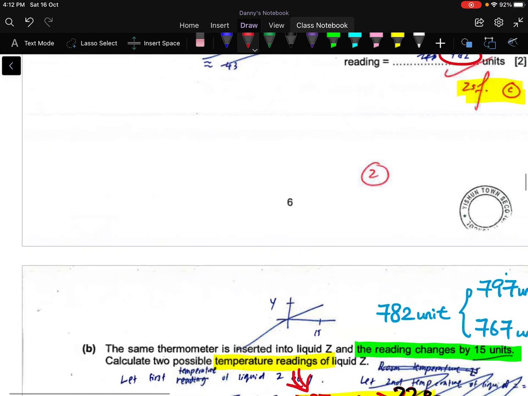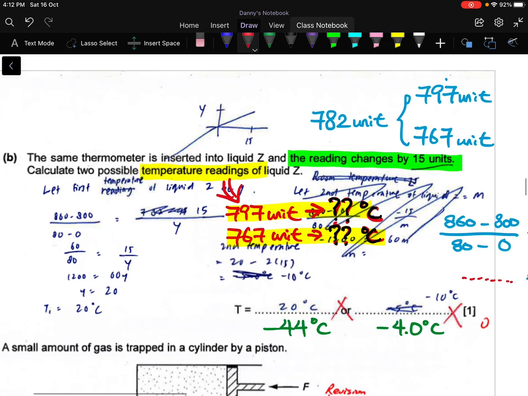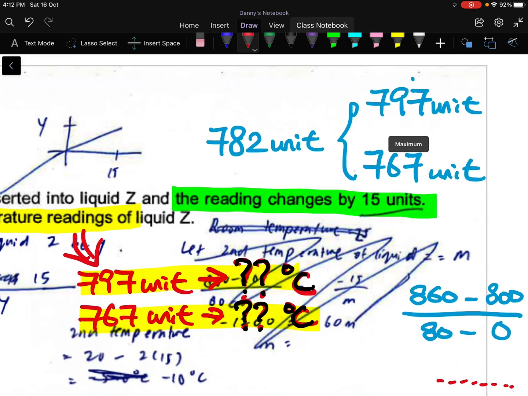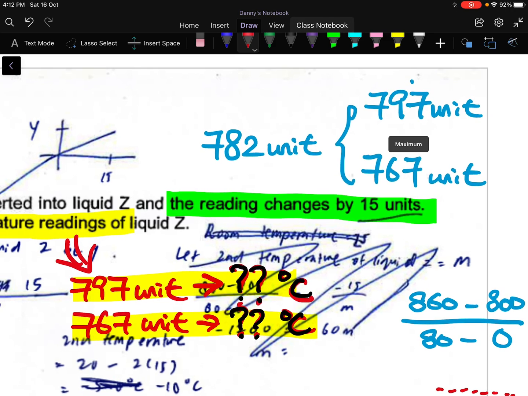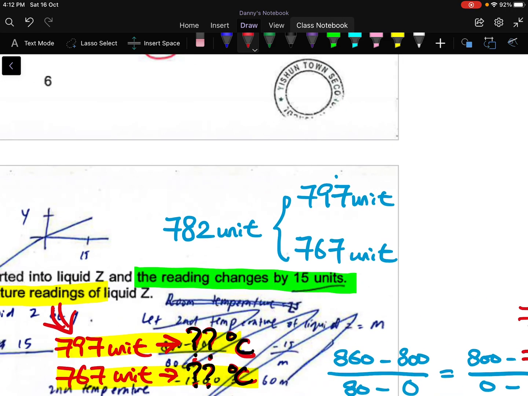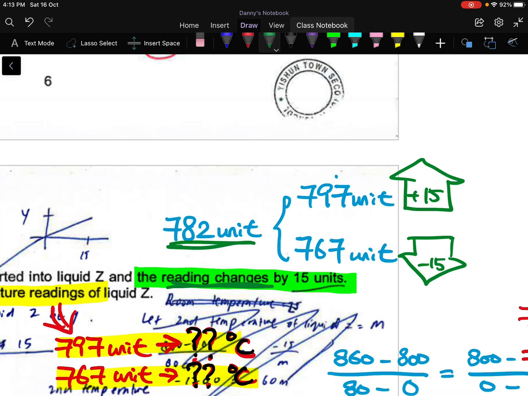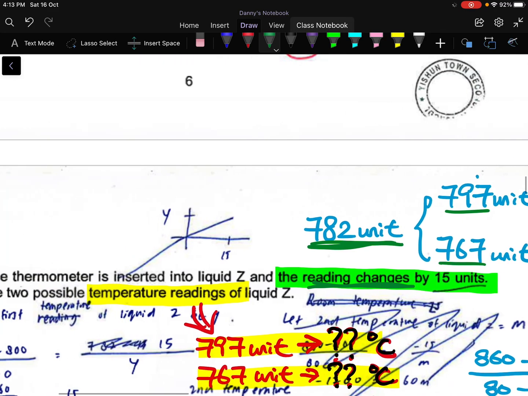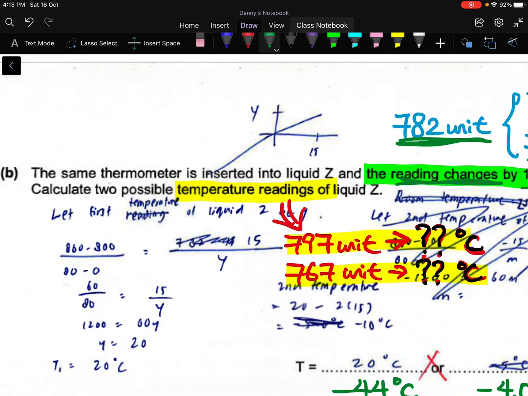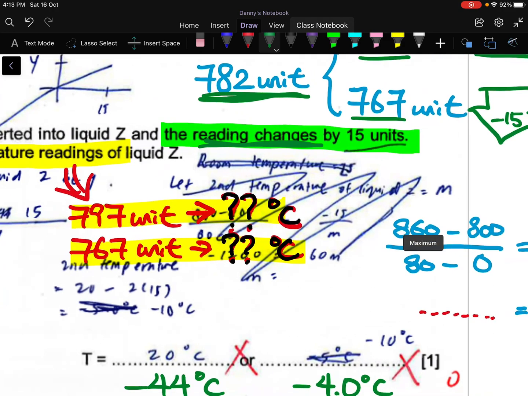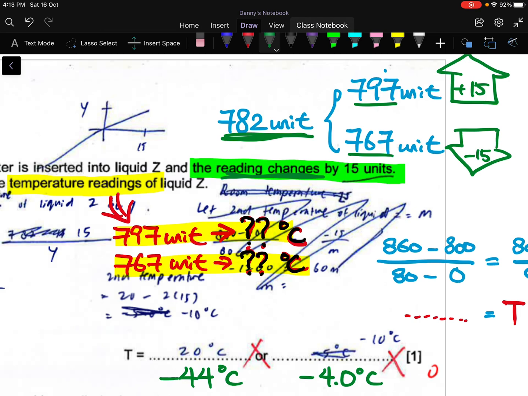Okay, for the next part, a lot of you are misinterpreting the question. The question is telling you that the reading is changed by 15 units. So you can either change it by positive 15 units, or you can lower it by 15 units. The reading refers to the 782 that you have calculated. If there's a change of 15 units, these are the two new ones. And they are asking you what is the temperature reading. That means they want it turned back into degrees Celsius. So basically this question is telling you that if I have 797, what is my temperature? 767, what is my temperature?